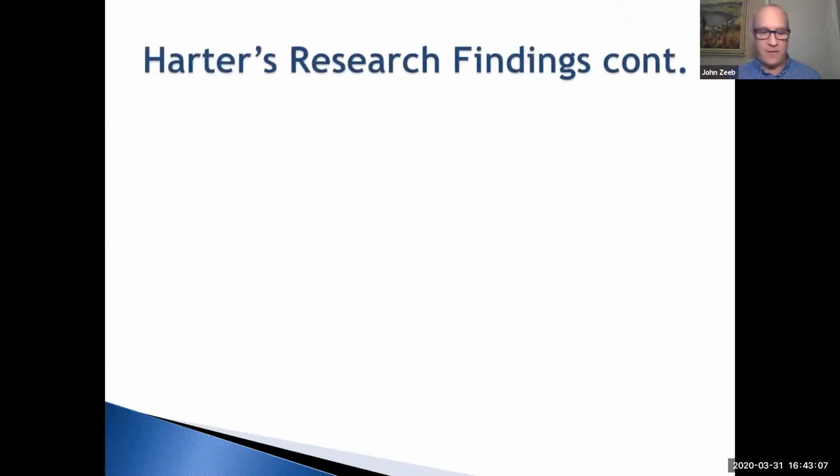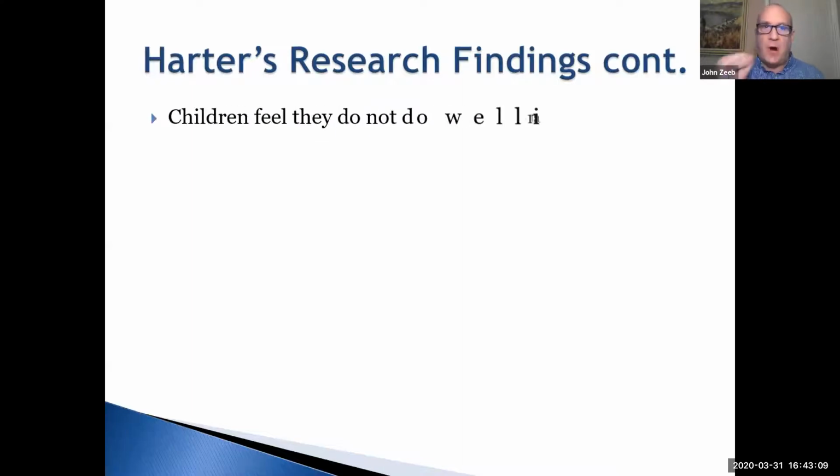All right, so continuing on with the study here, Harter found that children feel they do not do well in all 5 types. So even though on average we find that these 5 areas seem to be pretty important, she found that children feel they do not do well in all 5 types.